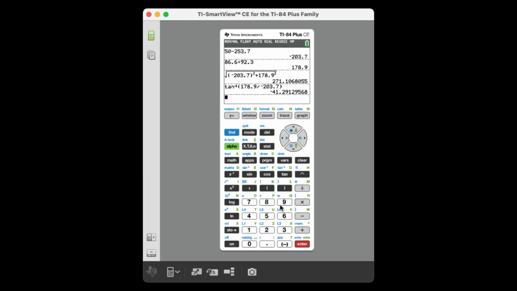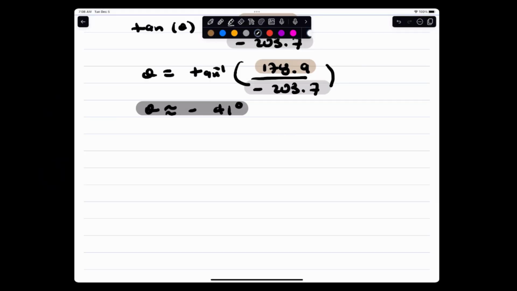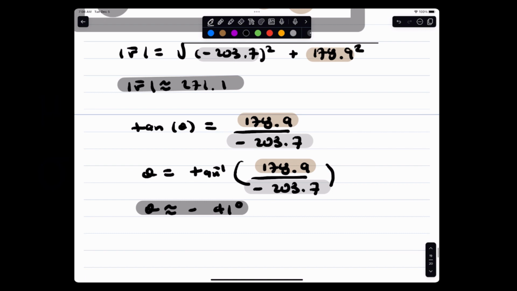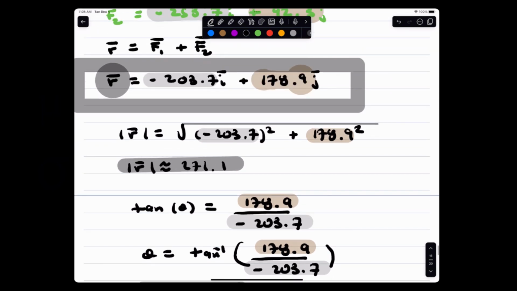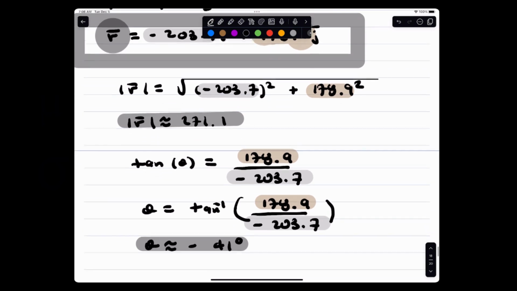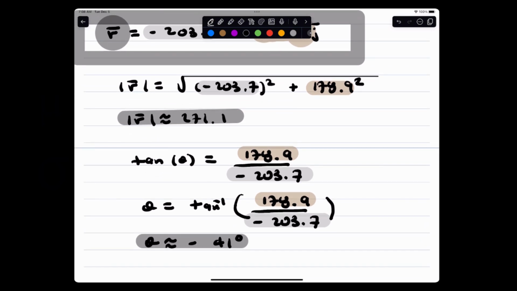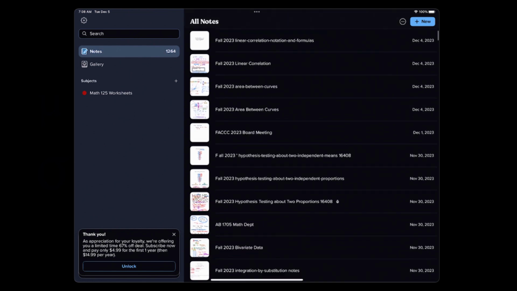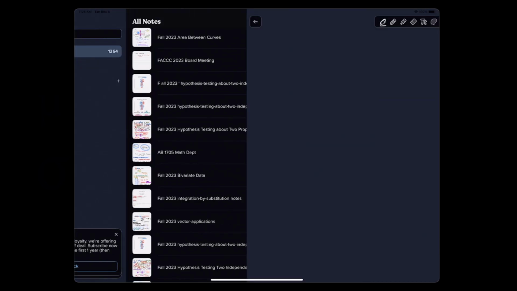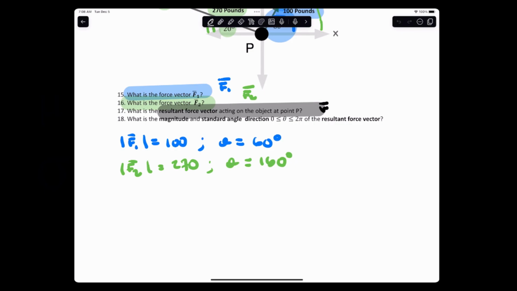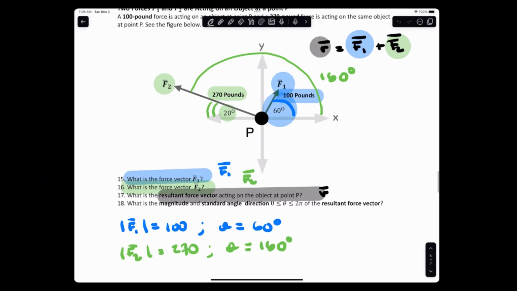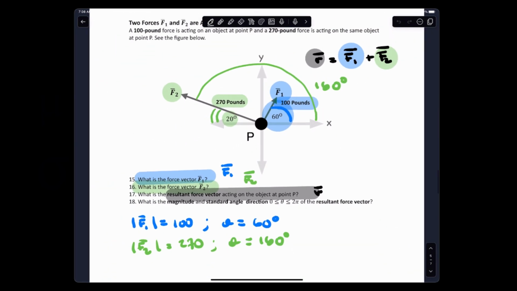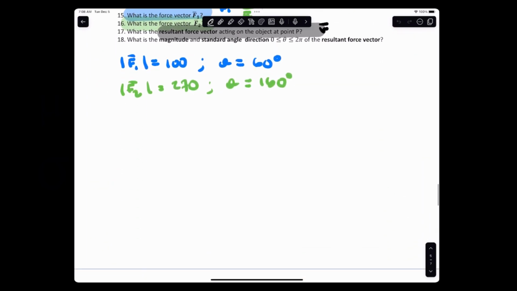Is that right? Now, this is not going to be what we give as an answer because they want that angle to be, well, let's double check. Let's go back and see what they want, right? So, what I'm going to do now is go back to the worksheet. Let's see what they want. They want the resultant force and this angle here.